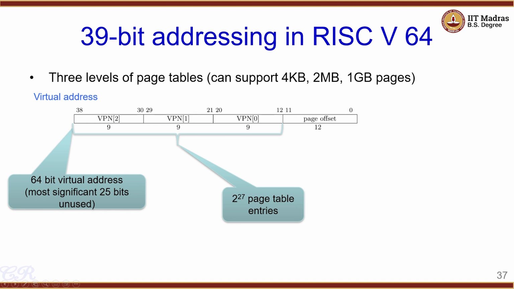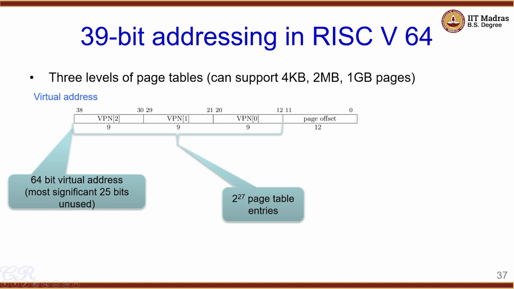Bits 0 to 11 are the page offset, which is similar to earlier, but we have the 3 levels of virtual page numbers, VPN 0, VPN 1 and VPN 2. Notice that this is only 39 bits. So if you have an address of 64 bits, the remaining bits from bit 39 to bit 63 would be set to 0.